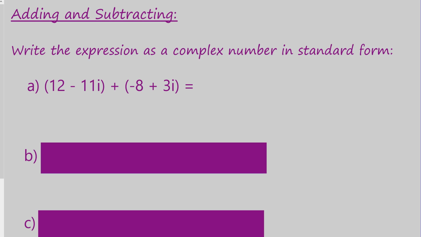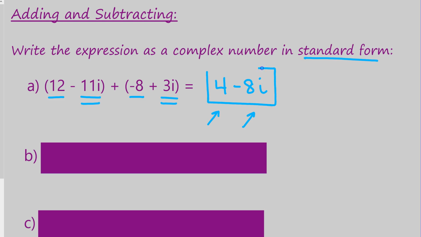So here I have two complex numbers, 12 minus 11i and negative 8 plus 3i, and to add them is just to add the like terms. So add the real parts, 12 and negative 8, and we get 4, and add the imaginary parts, negative 11i and 3i, and that's minus 8i, and then to write it in standard form means you have your real part and then your imaginary part. So 4 minus 8i.